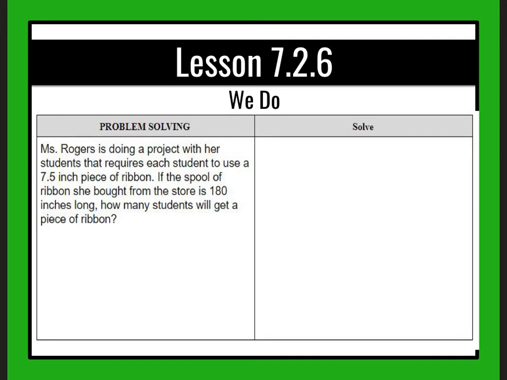You try to determine if you're going to multiply or divide. So you can read this on your own, or you can listen to me read, stop, and try to solve it, and then check your answer. Miss Rogers is doing a project with her students that requires each student to use a 7.5 inch piece of ribbon. If the spool of ribbon, so one of those things of ribbon that goes around and around the spool, she brought from the store is 180 inches long, how many students will actually get one of those pieces of ribbon?